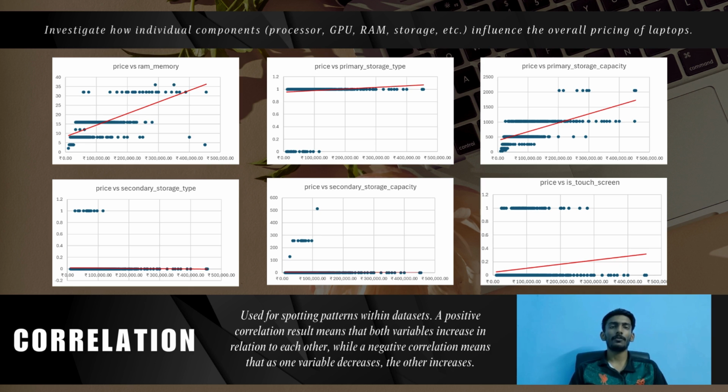Firstly, we will be looking at RAM memory. The amount of RAM memory has a strong positive correlation with the price, 0.633. More RAM allows the laptop to run more applications at the same time without slowing down, which is a desirable feature. Next up is storage.